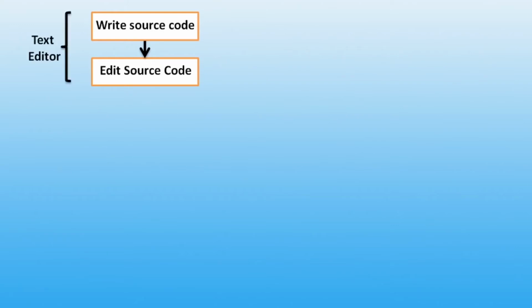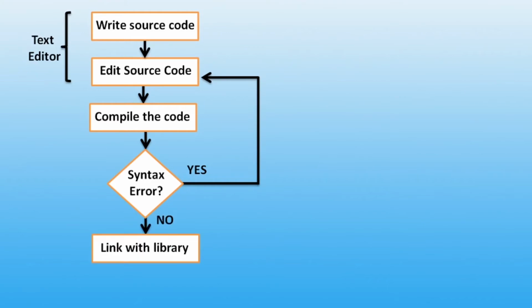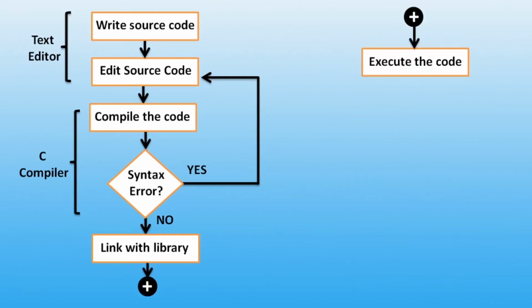Yes, it's the text editor. After writing and editing the source code, we compile the code for checking syntax errors. And if a syntax error occurs, then again we edit the source code and again compile the code and check for syntax errors. And if the error doesn't occur, we link with the system library. So for this compiling process, the C compiler is responsible.